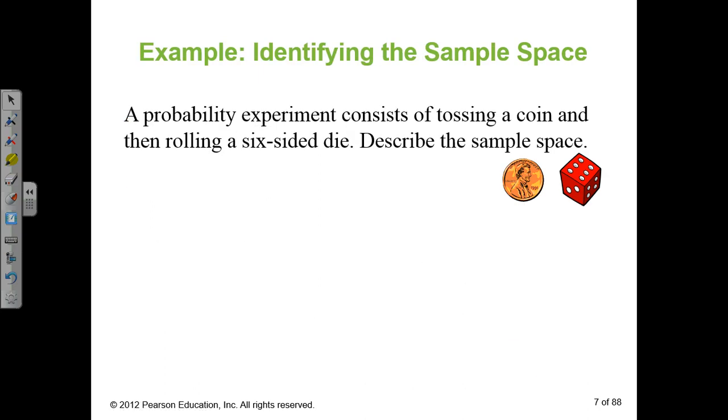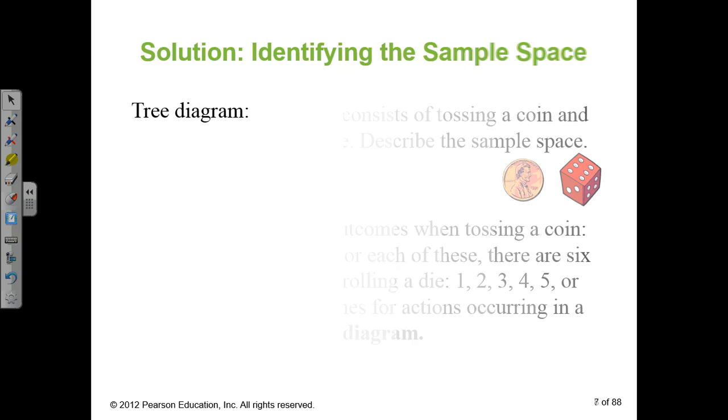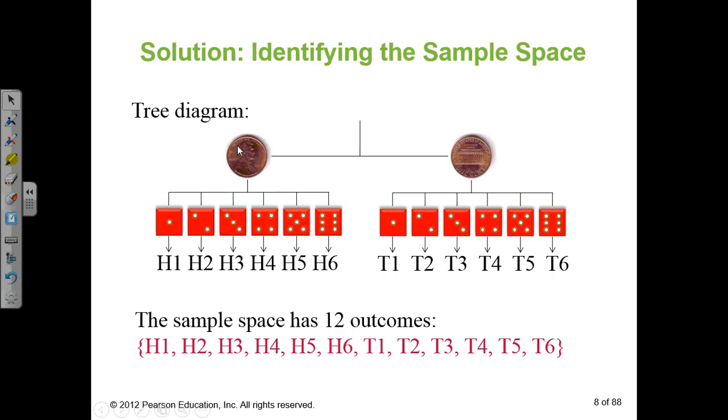Let's identify the sample space. We're going to toss a coin and then roll a six-sided die. All right, so we can look at this tree diagram to see, first we toss the coin and it lands on either heads or tails. Then we roll the die and it lands on 1, 2, 3, 4, 5, and 6. So the sample space has 12 outcomes, which consists of H1, H2, H3, all the way down to T6.